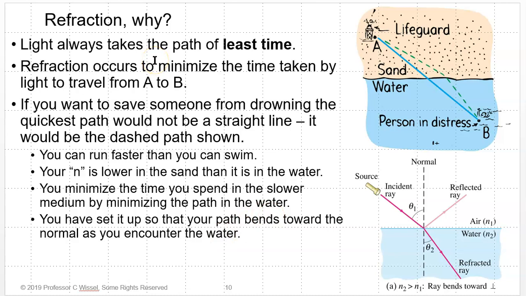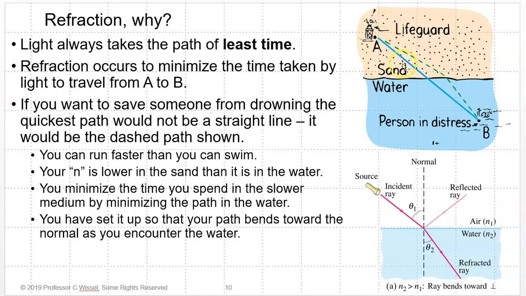Why does light bend toward or away from the normal? And how can you tell which way it's going to do it? It all depends upon the indices of refraction. Now, light always takes the path of least time, like me when I'm commuting to work. I am very good at picking out the fastest commute. And light does the same thing.